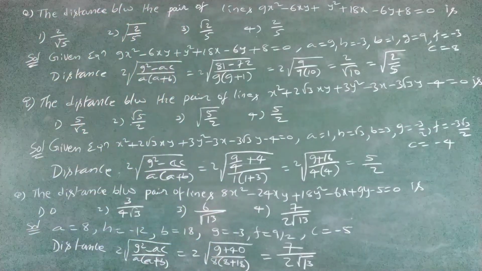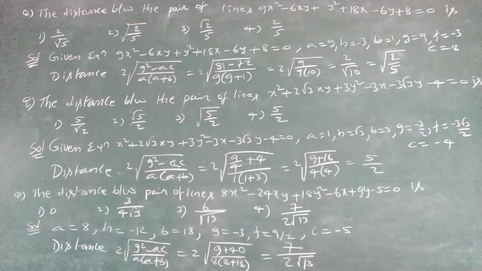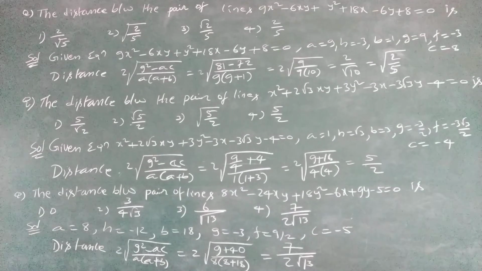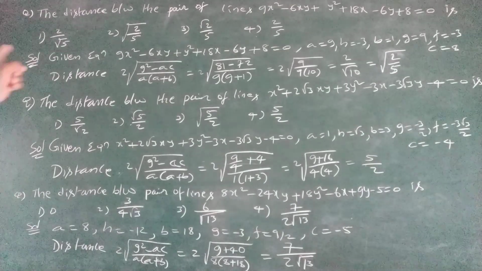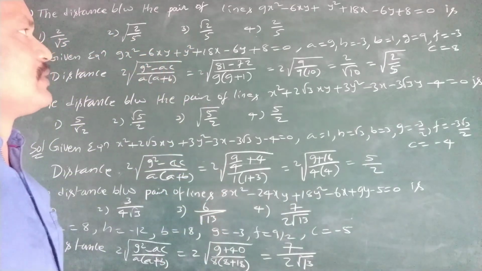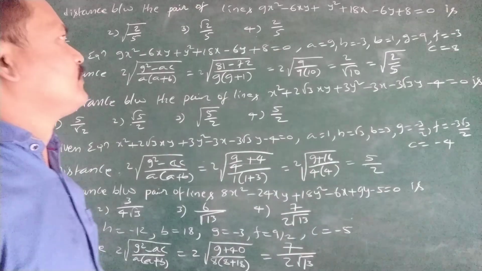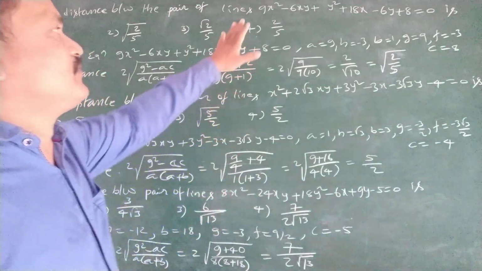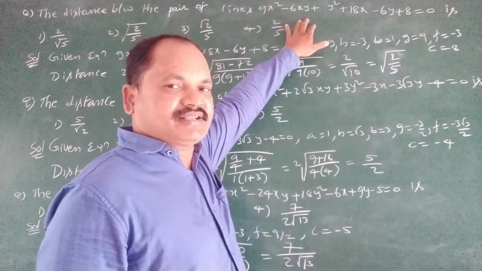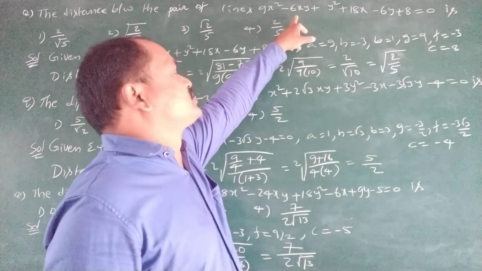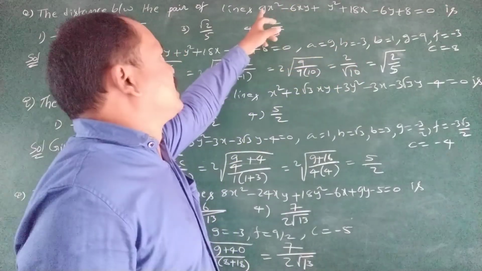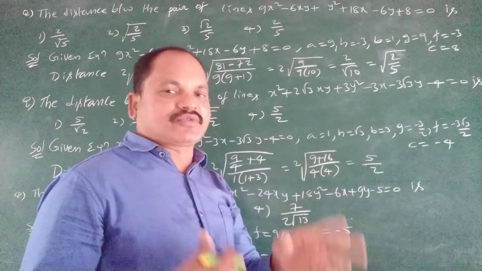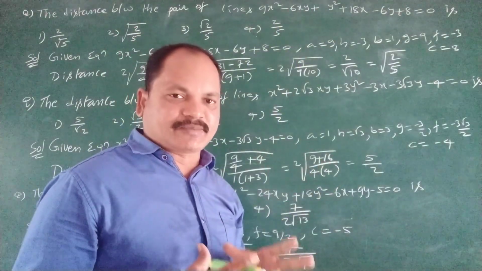Now the first question: the distance between the pair of lines equation is, first option 2 by root 5, second option root of 2 by 5, third option root 2 by 5, fourth option 2 by 5. Observe, the equation will be compared with ax square plus 2hxy plus by square plus 2gx plus 2fy plus c equal to 0. If the equation represents pair of parallel lines, then h square is equal to ab. h is half of the coefficient of xy, that is minus 3. Minus 3 square is 9. a is 9, b is 1. That's why h square is equal to ab, so the given equation represents pair of parallel lines.